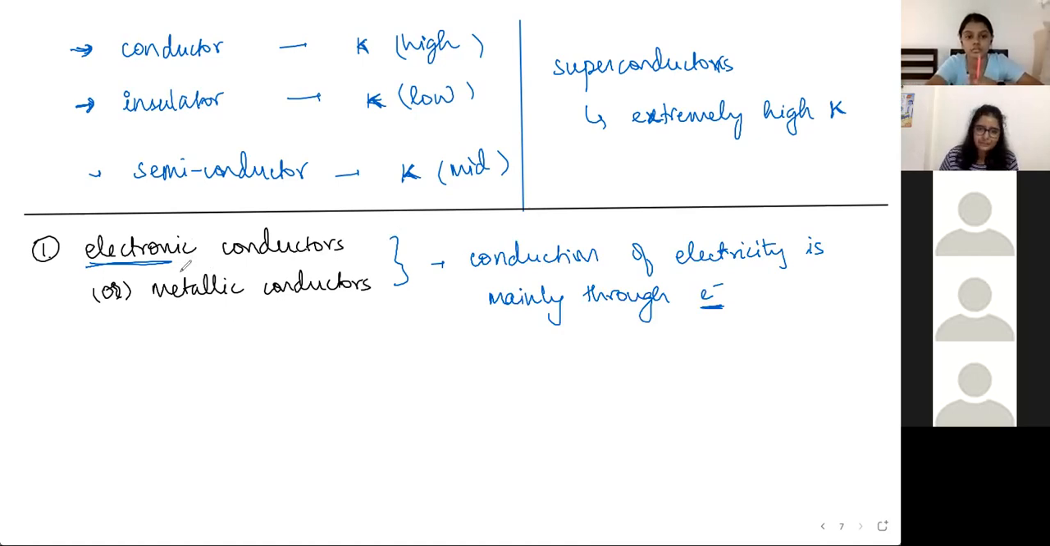And you can see why they're also called metallic conductors. Metals are able to conduct electricity. Free valence electrons are the ones that conduct electricity. So all electronic conductors, metallic conductors, conduct electricity through electrons. Because it happens through electrons, what all will affect the conductivity, do you think?